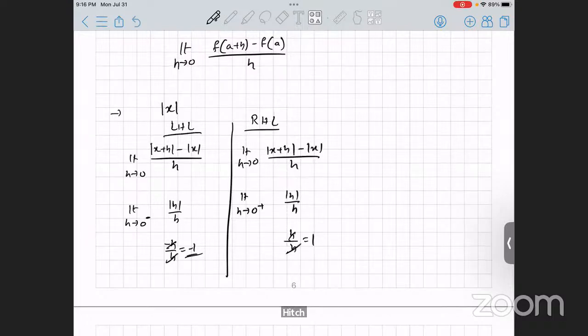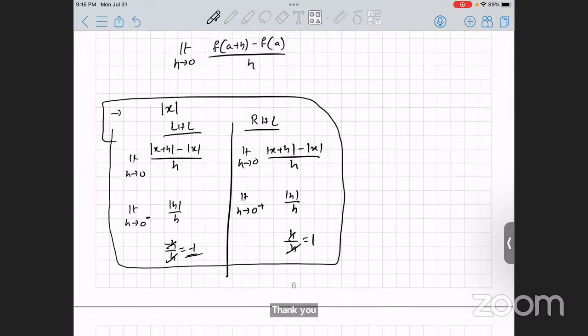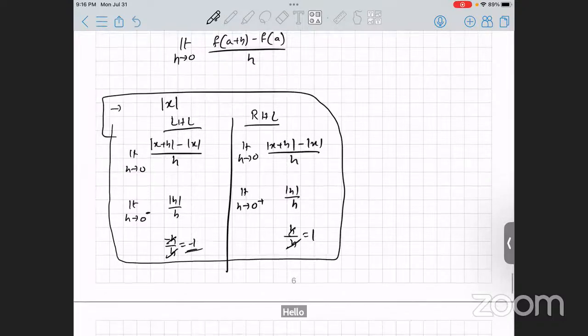Someone asked me how to calculate LHL and RHL. But sir, that is mod x, mod h, right? Yes, mod h. If h is negative, then on the left-hand side the point is x equal to 0, and it is mod h, right? That was my doubt. Like, mod of anything negative should be positive, no?